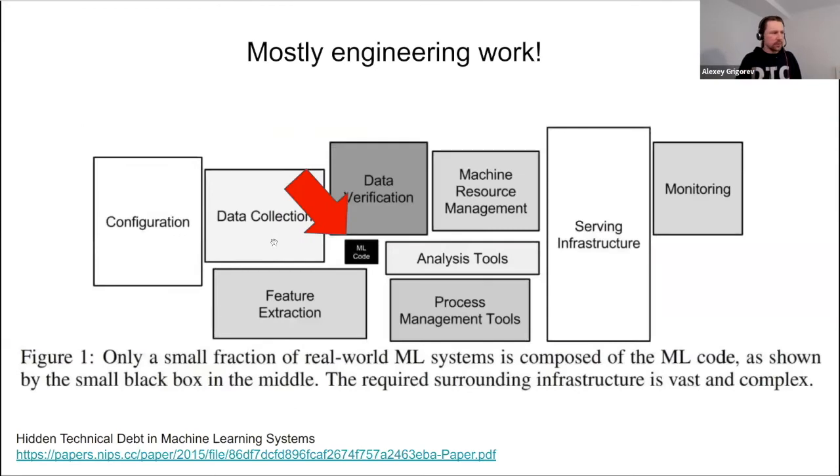And this fact is acknowledged by many companies. There is a paper from Google. It's called Hidden Technical Debt in Machine Learning Systems. And they show that the code for doing machine learning is only a small fraction of the entire system. And then to make it work, to make this little piece work, you need to have a lot of things around that. So this is again mostly engineering work.